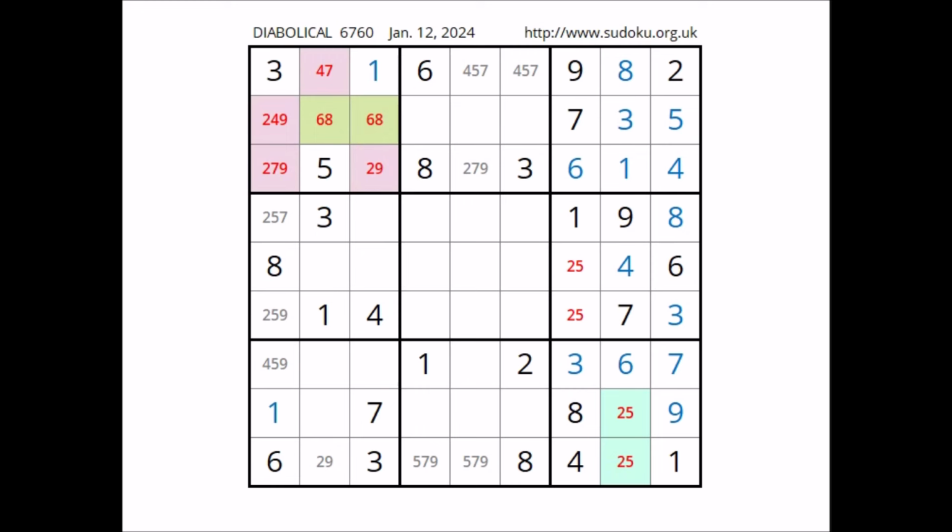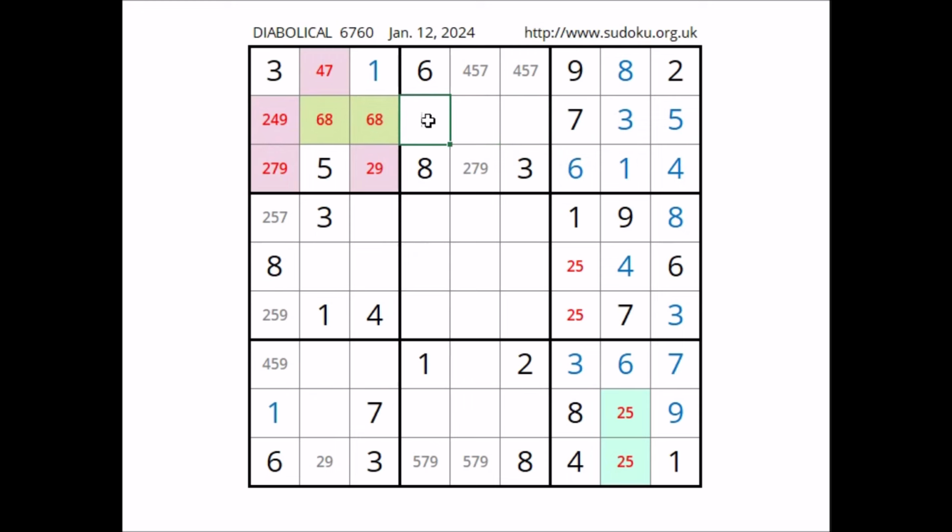What else? Let's see. Take a look at the row. In these two places, number 6 and 8. So, 1, 2, 3, 4 numbers are missing: 2, 4, 9, and also number 1. 1, 2, 4, and 9.